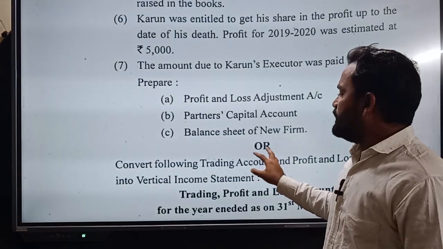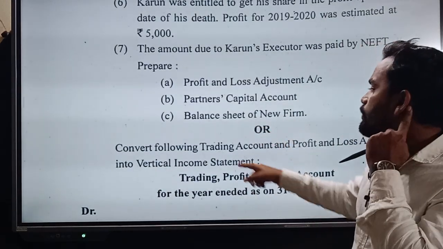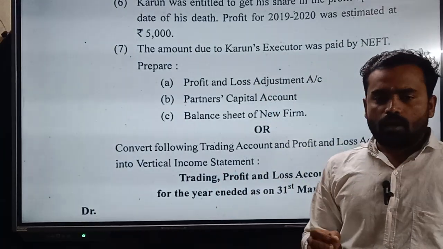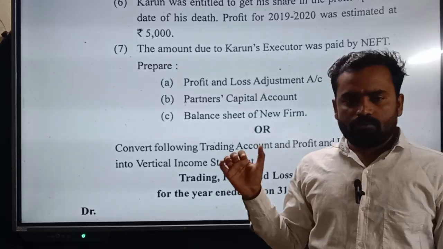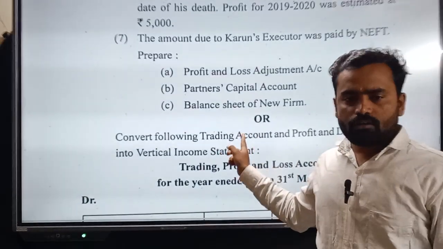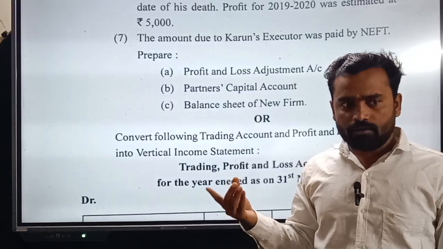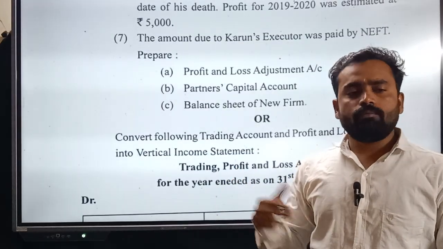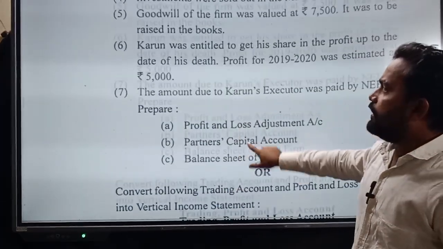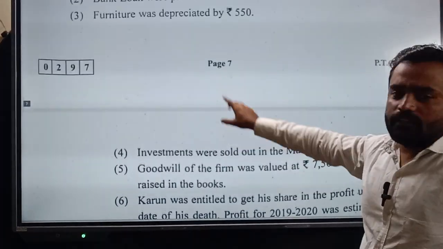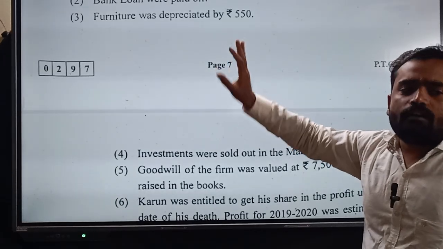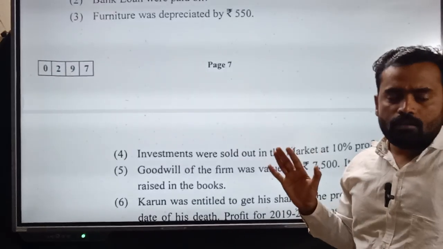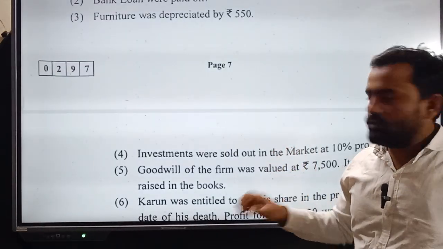Or the optional question of question number 5: convert the trading account and profit and loss account into a vertical income statement. I said in this chapter they ask you to convert into a vertical type balance sheet or income statement, or calculation, or comparative balance sheet. These 3 types of questions will be asked, but it is harder than the death account. Death is very simple. Death is like retirement of a partnership. Retirement of partnership and death are similar, but the last adjustment is somewhat different.